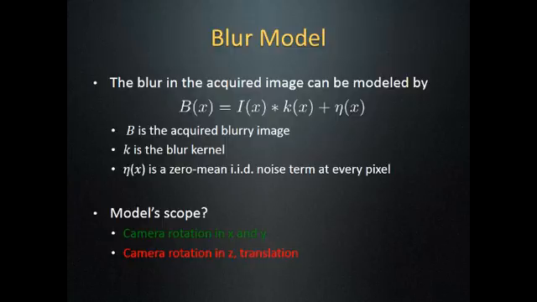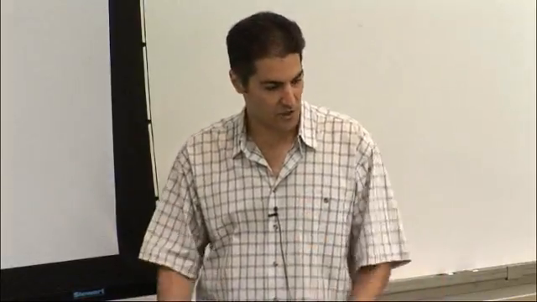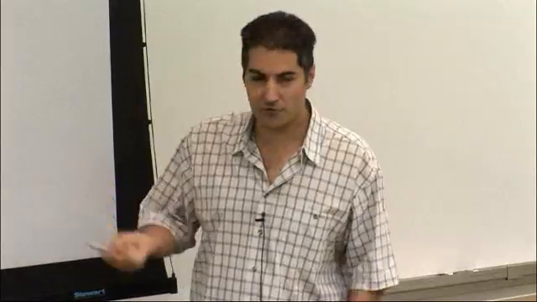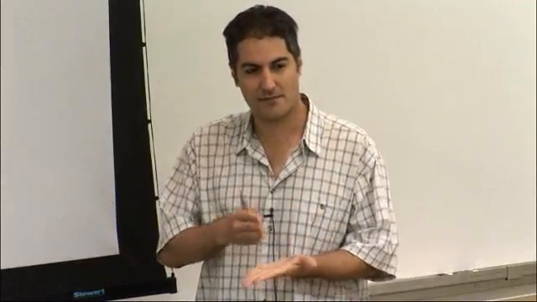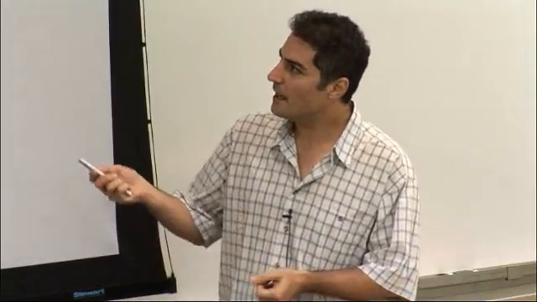So the typical model that people have used is the following. The blurry image B is the convolution of the unblurred image, the sharp image, and some blur kernel that basically tells how long the camera was exposed at different offsets that were integrated, plus some pixel-independent noise term eta of x.